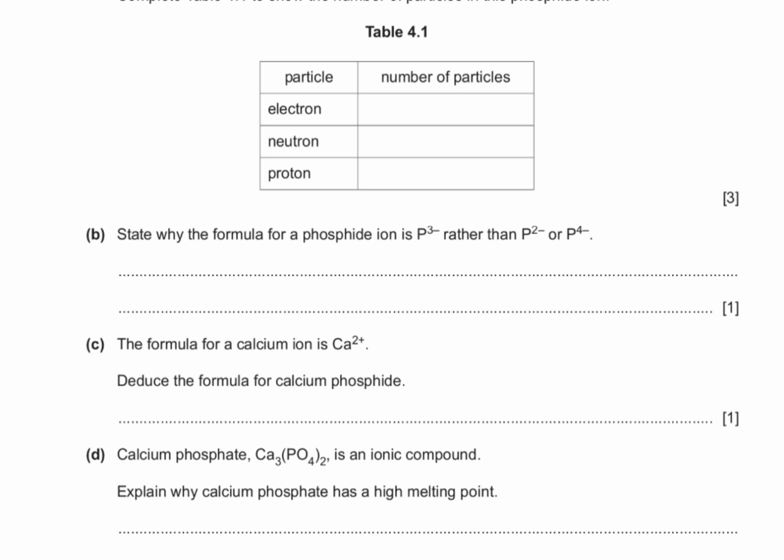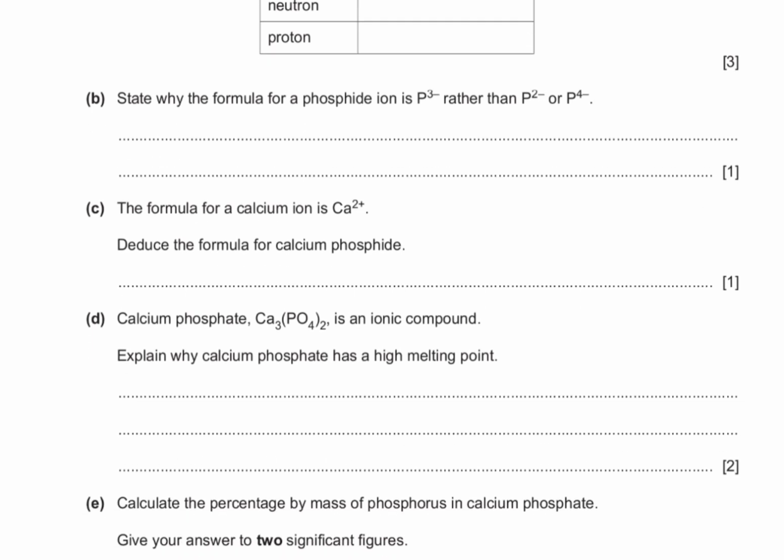The formula of calcium ion is Ca2+, and you have to deduce the formula of calcium phosphide. So P3- and Ca2+, and you just do the cross multiplication here. So we have Ca3P2. Then calcium phosphide is an ionic compound.